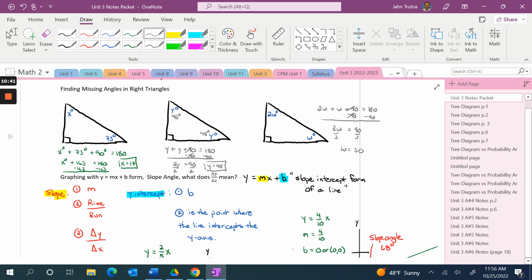So what does that mean? Now that I know w is 30, I know the angle where the w is, is 30 degrees. And the angle where the 2w is going to be 2 times 30, so that angle up there is 60 degrees.